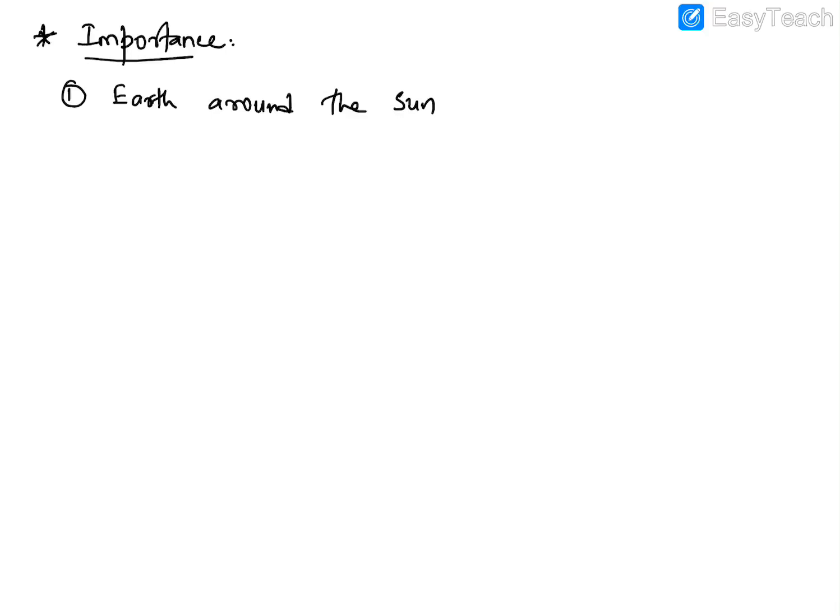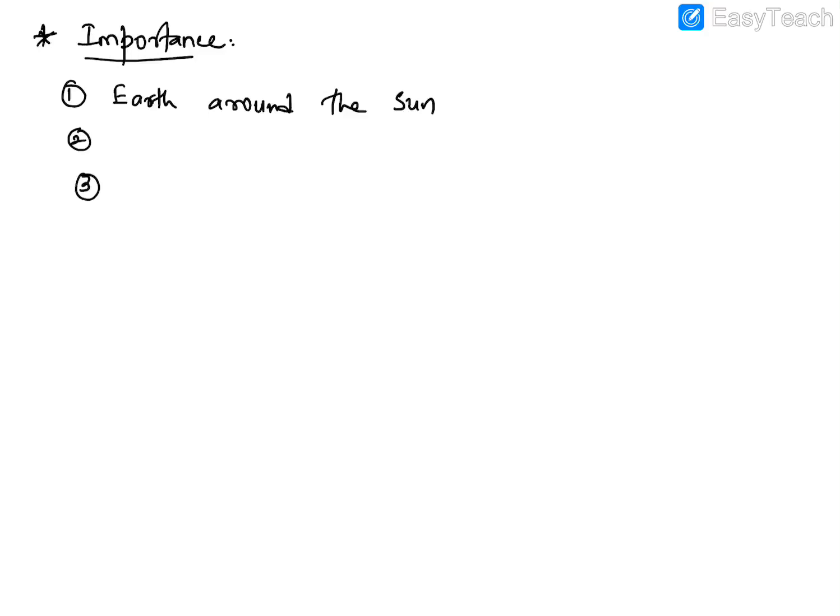Now the next thing is the importance of this law of gravitation. With the help of this law, we can understand the forces and the motion of celestial bodies, like how the Earth moves around the sun, how the moon moves around the Earth, and the motion of a freely falling body. These are the three important applications of the law of gravitation.